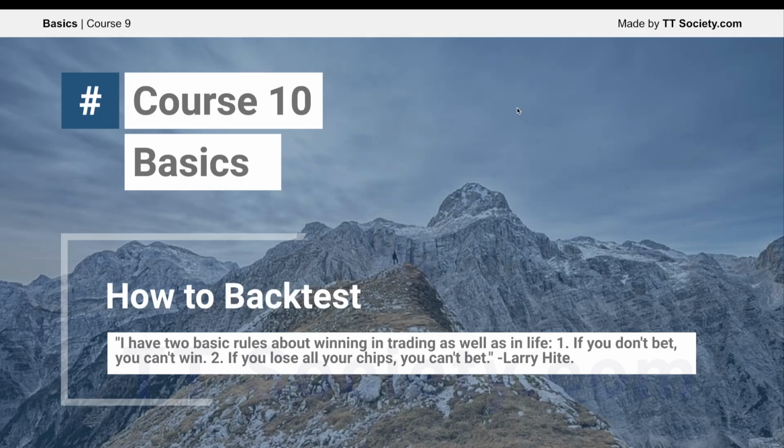Welcome to today's course on how to backtest. This is probably a very exciting topic for most of you, since it will help us to measure our performance, to see how good we are about the concepts that we can apply.